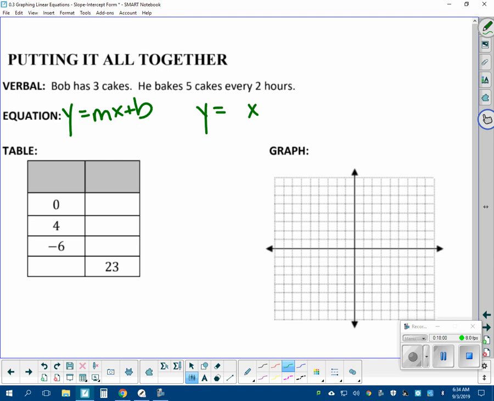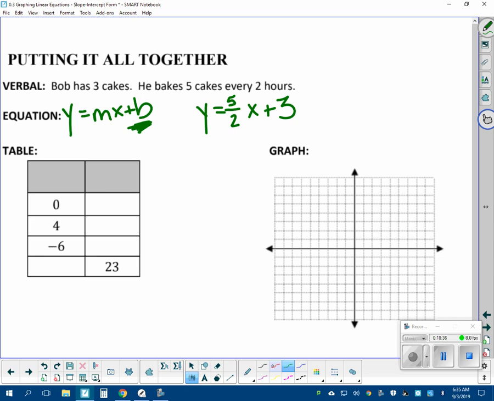So b, your y-intercept, you can think of it as your starting point. So what's he starting with? How many cakes is he starting with? 3 cakes. He is starting with 3 cakes, so there's your plus 3 at the end. Then he's saying he bakes 5 cakes every 2 hours. Well, that's your rate of change. 5 cakes per 2 hours, 5 over 2. Okay, so if you did 5 divided by 2, that would give you 2.5, which would be how many cakes he's baking every 1 hour.